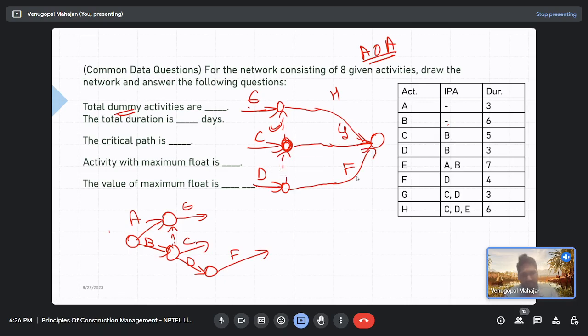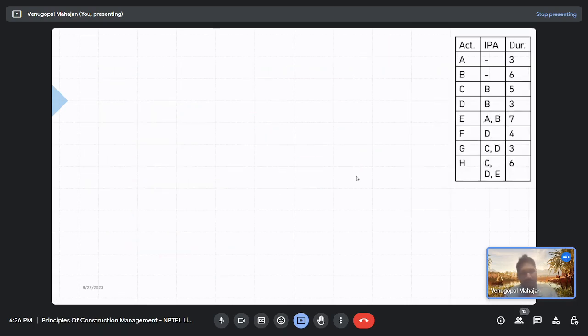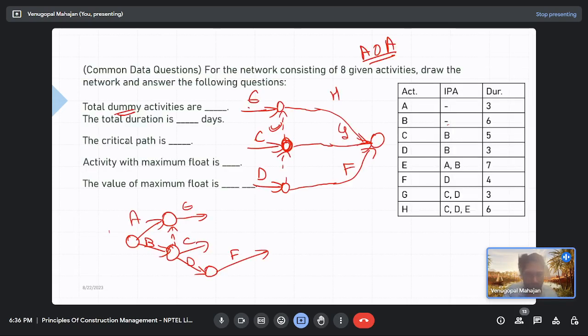So let's try to complete the network. And as we have to solve, I will draw it on a bigger page. What we have got? Activity A, B coming here.